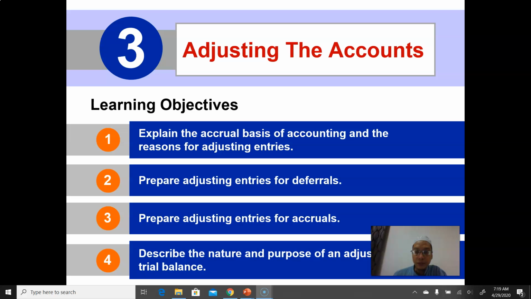In this series of lectures, we will be looking at the topic of adjusting the accounts. Like you have read in the first part of the learning path, the learning objective of this topic is firstly to explain the accrual basis of accounting and the reasons for adjusting entries. And then we will be preparing adjusting entries for two major categories. One is for deferrals and the other is for accruals. And fourthly, we will describe the nature and purpose of an adjusted trial balance.